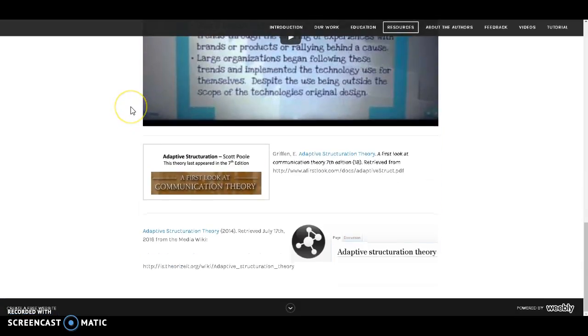After this, you'll be provided with a link to Griffin's book, A First Look at Communication Theory, in which, in the 7th edition, he gave the 18th chapter to Scott Poole's adaptive structuration theory, in which a detailed explanation is given of the basic understandings of this theory, its applications, and its implementations. Lastly, on this page, you'll be provided a link to the Adaptive Structuration Theory wiki page, which gives you access to links to various further resources. It gives you a good understanding of the foundations, characteristics, people involved, the authors, and whatnot.